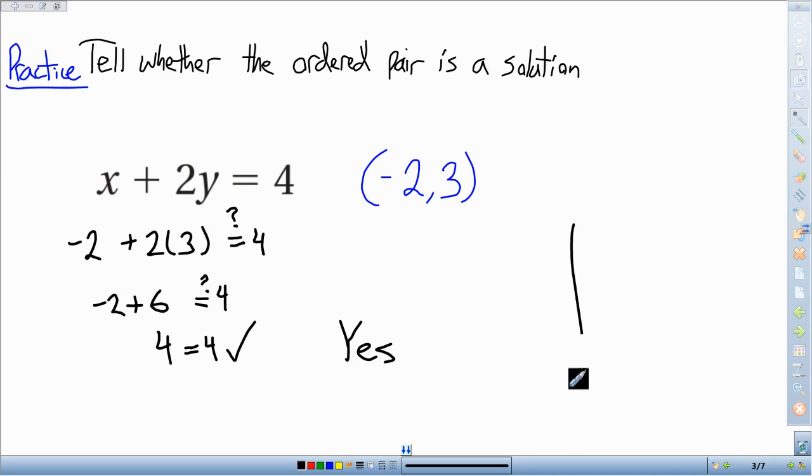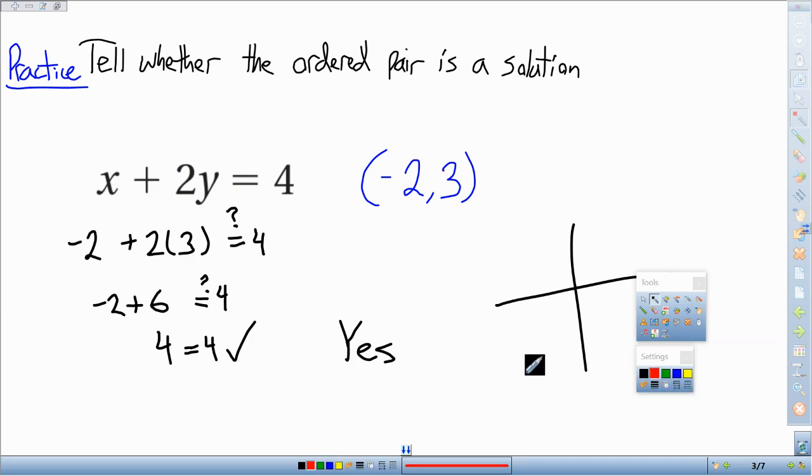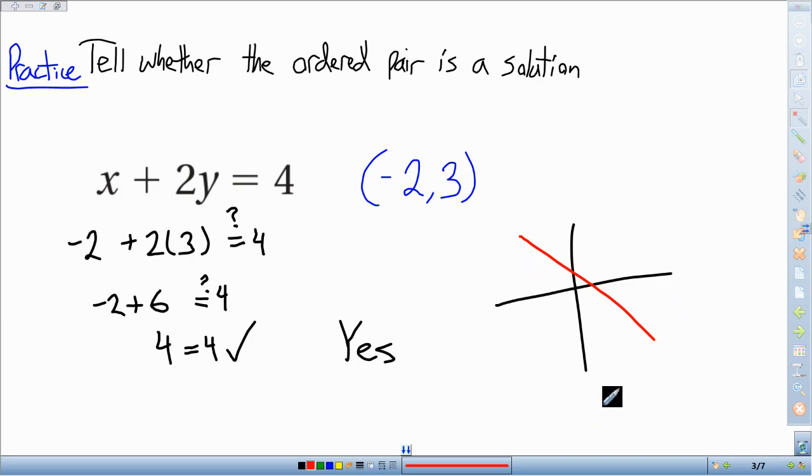Okay, and just so we're sure, and we're going to get into this eventually, if I were to graph this equation, and say it was this line, let's see, -2, 3 would be, so say we got this line when we graphed it. The point -2, 3 would land right here on top of our line. That's basically what it's saying. I don't know if this is actually the line that this equation makes, but that's the idea here.